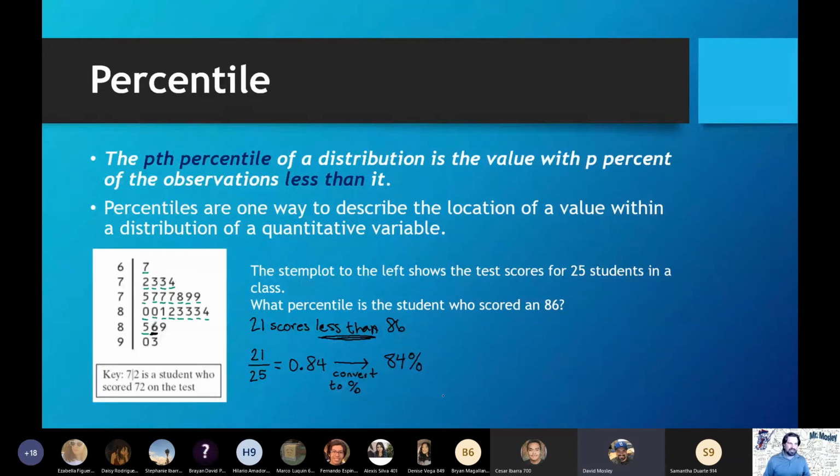So this means 84% of my scores were less than 86, which means this student scored in the 84th percentile.